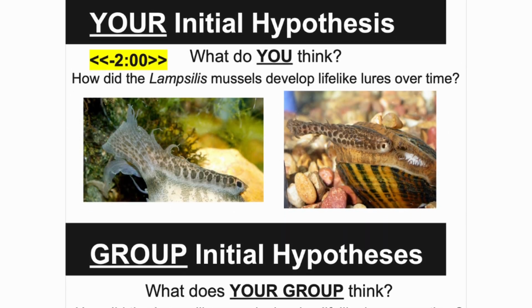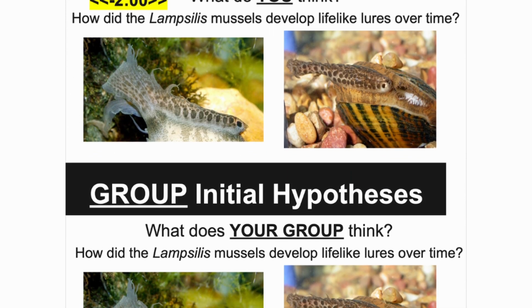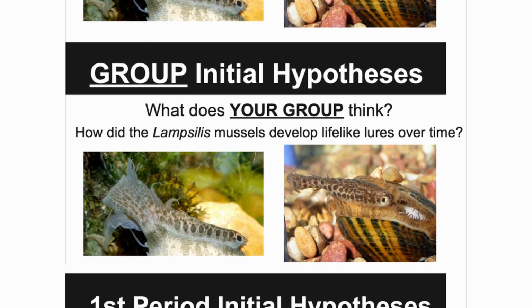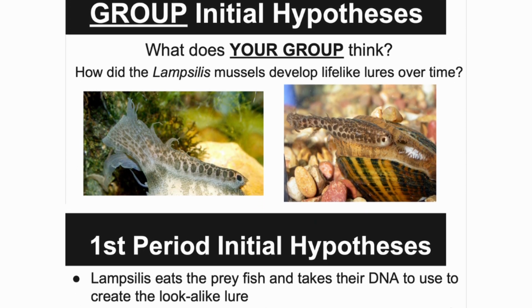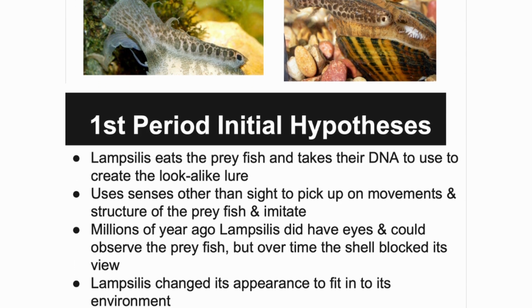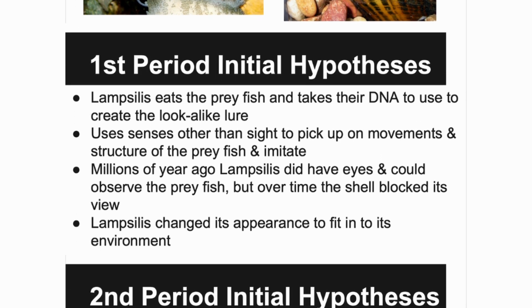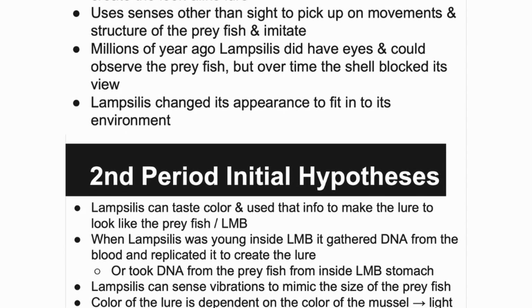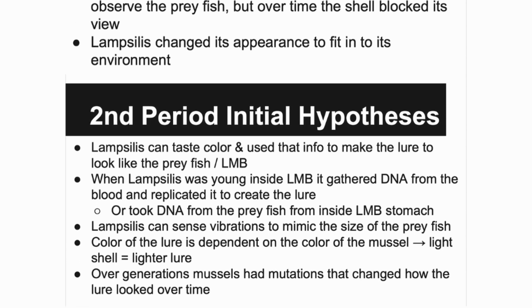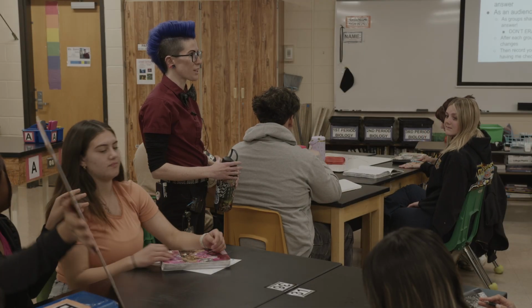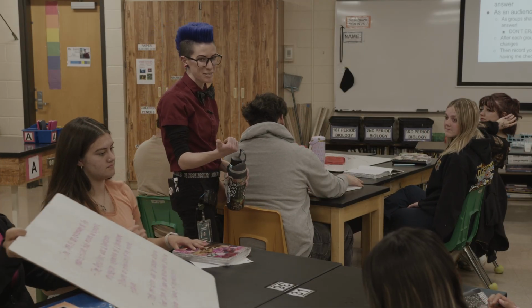In the Lampsilus muscle unit, students suggest explanations related to predator-prey interactions, selective pressures, survival advantages, life cycles, and heredity. Many students begin with intuitive or anthropomorphic reasoning, such as mussels trying to look like fish. These ideas, even when scientifically inaccurate, are essential resources for future reasoning. Our job in this stage is not to evaluate or correct. All ideas are welcome.